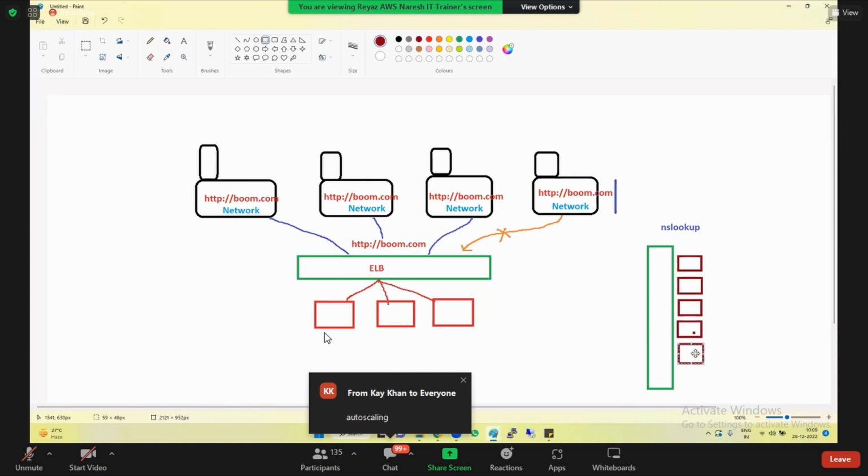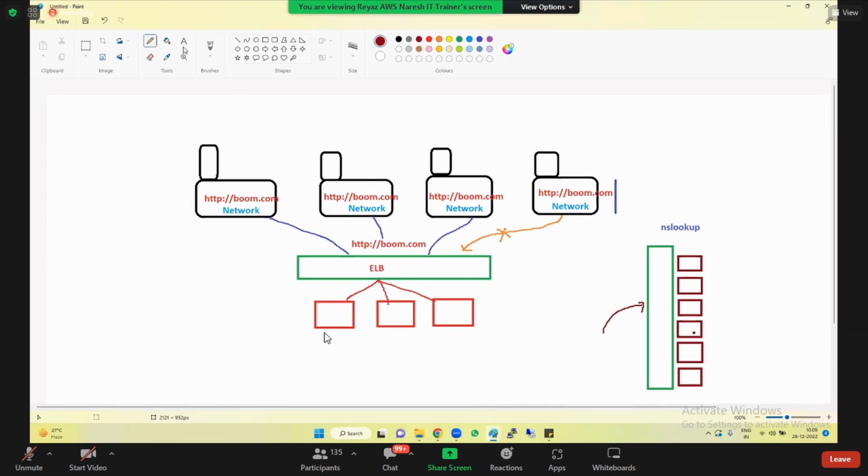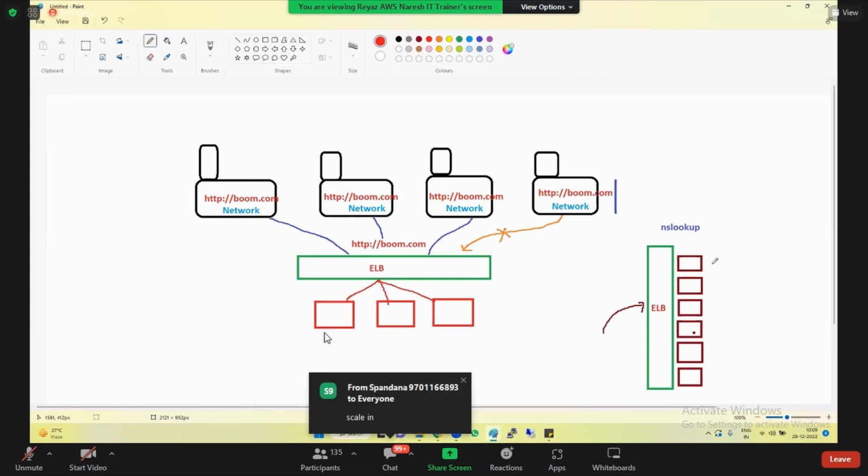Auto scaling will be happening, no? Correct. Whenever I told you that performance is completely managed by AWS, that means if I get huge traffic here, automatically scale out will be happening. That is handled by AWS. We no need to worry. And whenever there is no traffic to the ELB, scale in will happen. Guys, this is completely managed by AWS.